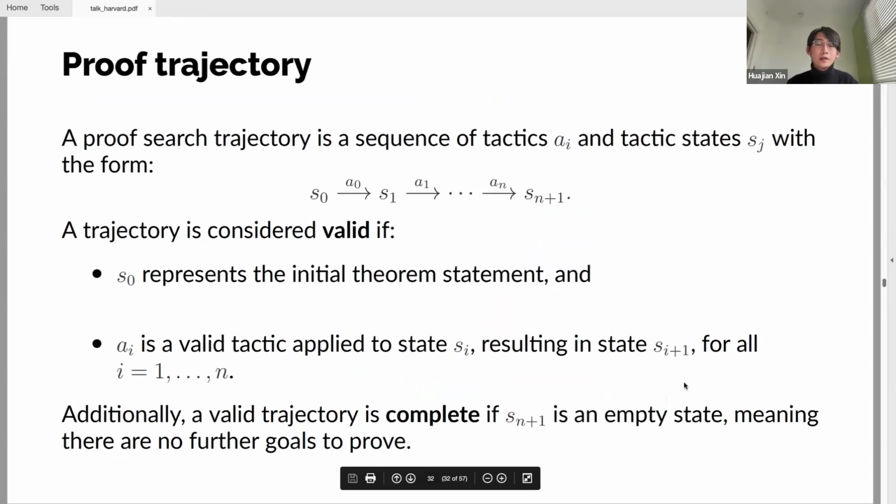A valid and complete proof trajectory is a series of actions and states that lead from the initial statement to a proven conclusion. A trajectory is only valid if each action's application validly advances the proof, and it is complete if all proof goals are met.